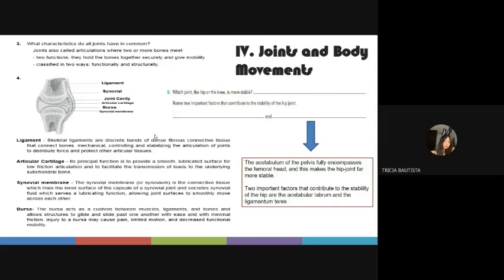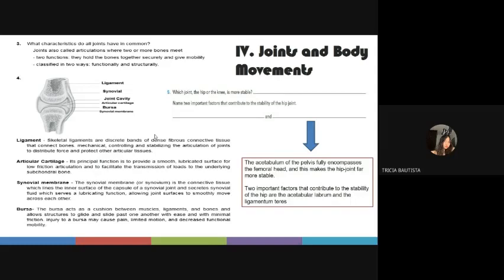Third, synovial membrane. The synovial membrane, or synovium, is the connective tissue which lines the inner surface of the capsule of the synovial joint and secretes synovial fluid, which serves a lubricating function, allowing joint surfaces to smoothly move across each other. Lastly is the bursa.